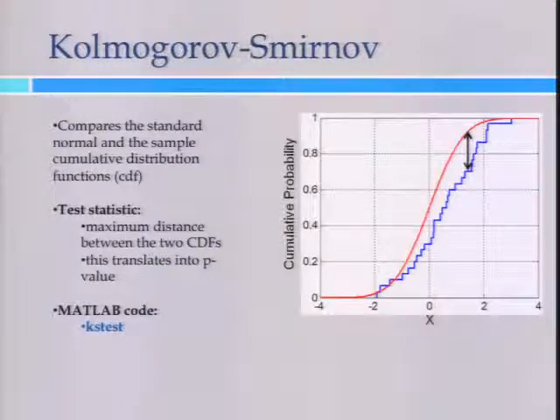So another goodness of fit test is the Kolmogorov-Smirnov, which compares the cumulative distribution function of the standard normal and the sample. So the cumulative distribution function is just the integral under the PDF from -infinity to a given x. And the KS test looks at the maximum distance between the two CDFs and translates this into a p-value. In MATLAB, you can use the function kstest.